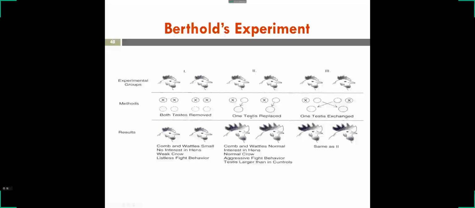Then he removed only one testis, so he replaced one of the testes, okay? In this case, he could see that the comb and wattles were now normal, that they were interested in the hens, and they had a normal crow, and were again aggressive, and that the testes were larger in this situation than in the controls, okay? And then he thought, well, what if I exchange the two testes? Is it specific to the gland, or is it something the gland is releasing?